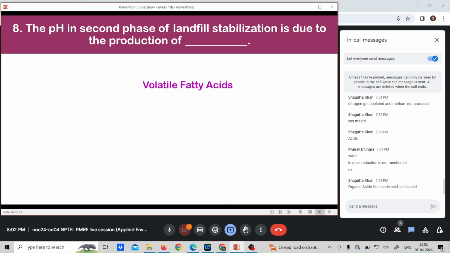Okay, so in the case of landfill stabilization, our second process will be anaerobic acidification. There also, the hydrolysis and acidogenesis steps happen together, as we have discussed, and the exact term that we commonly use is volatile fatty acids. All of these are termed volatile fatty acids. So that's why I told you when you answered acids, it's right. But pertaining to this process, we term them volatile fatty acids. Okay, so I'll display the next question.